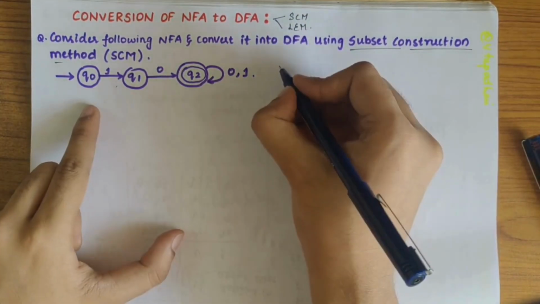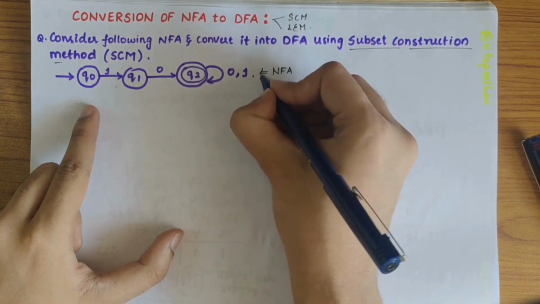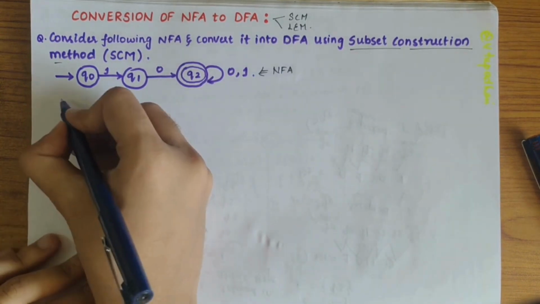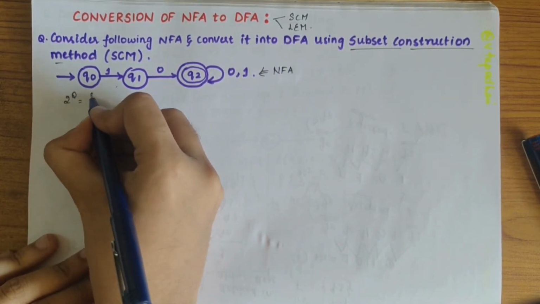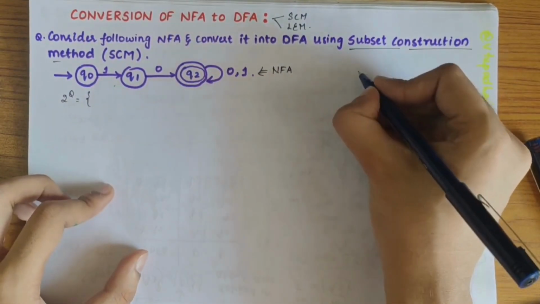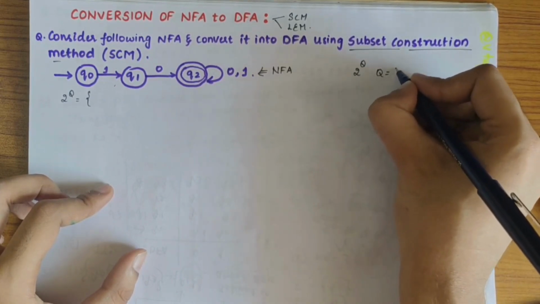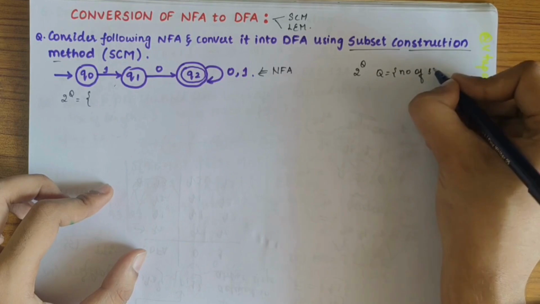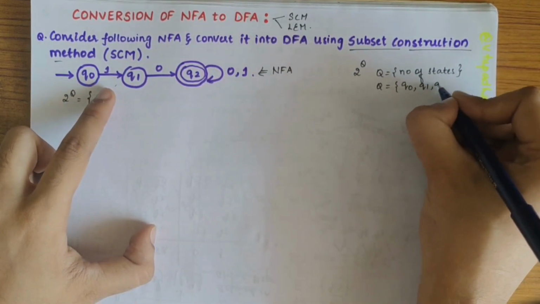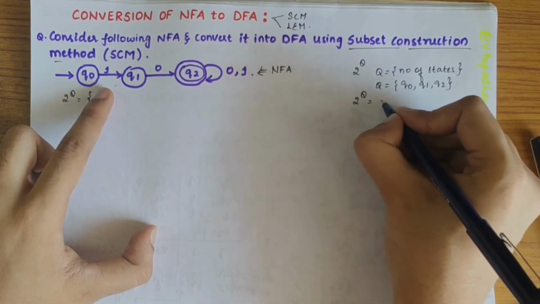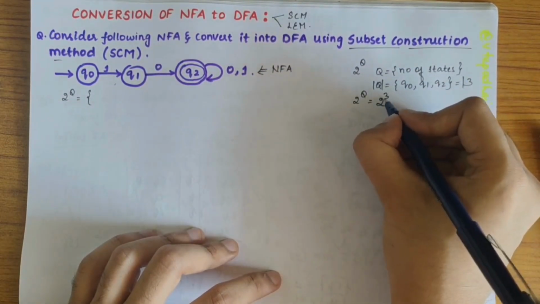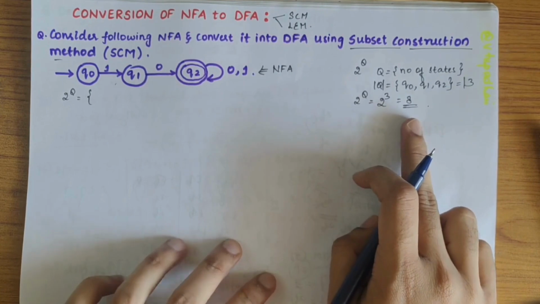So this is the NFA given, and we need to convert this into DFA. First, we need to write 2 power q values, that is the possible combinations which could be made from the given NFA. Here q is equal to the number of states. As q comprises q0, q1 and q2 here, the total number is 3, right? Mod q gives 3. So 2 power 3 gives 8. So there are totally 8 possible combinations.